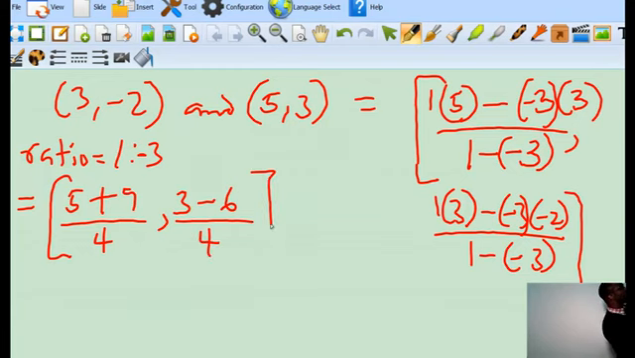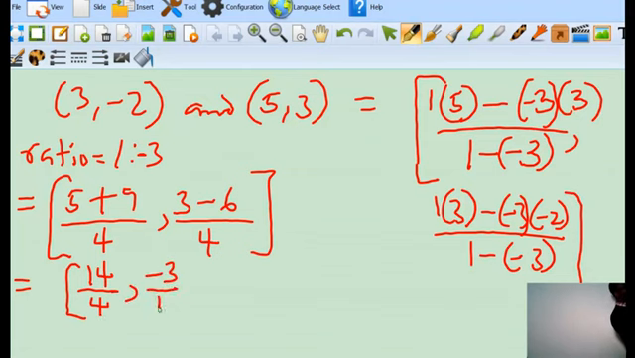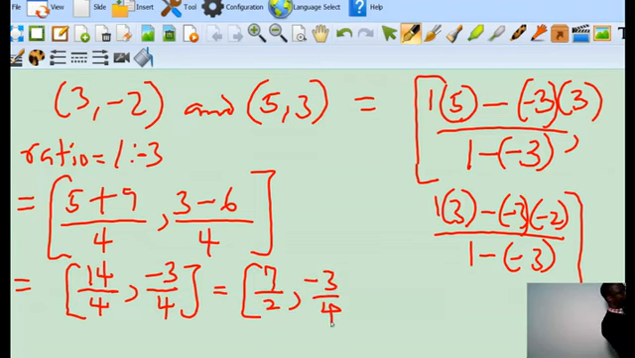Now you have it like this. Now finally you are going to have 14, that is 5 plus 9, all over 4, comma 3 minus 6, that is minus 3, all over 4. Then you are going to have 7 over 2, 14 divided by 2, 7 over 2, comma minus 3 all over 4.